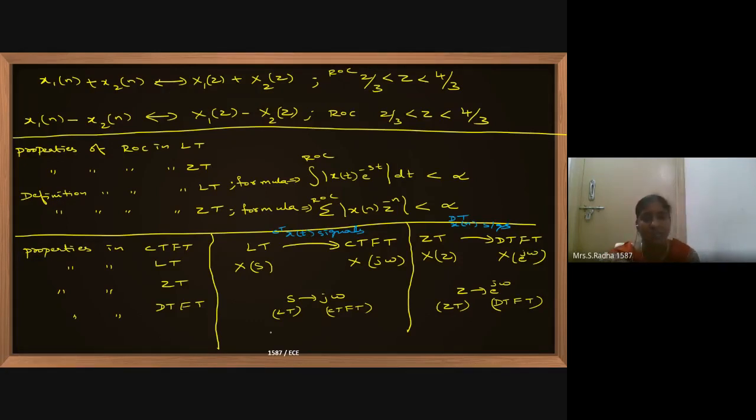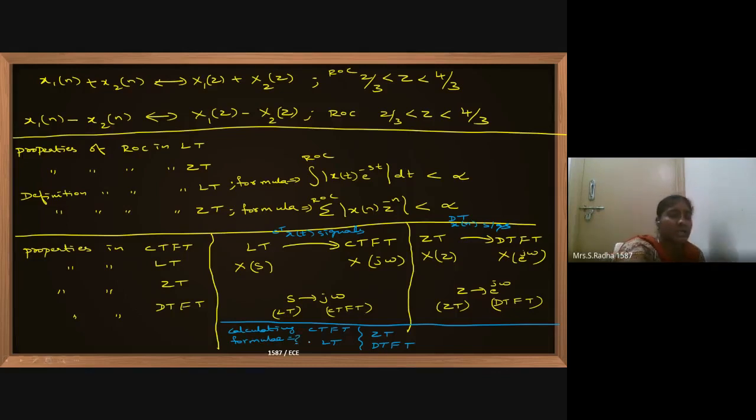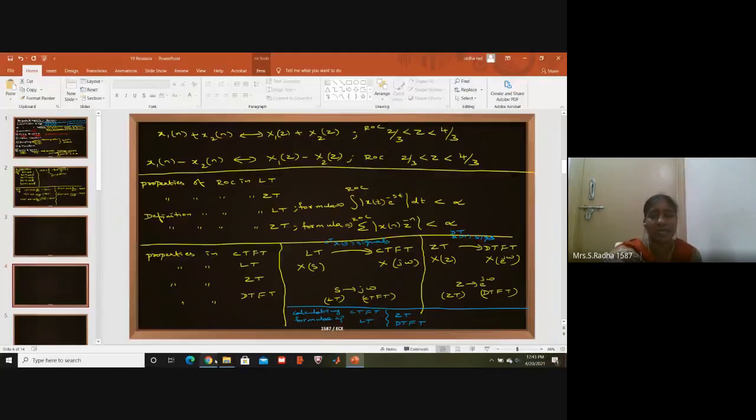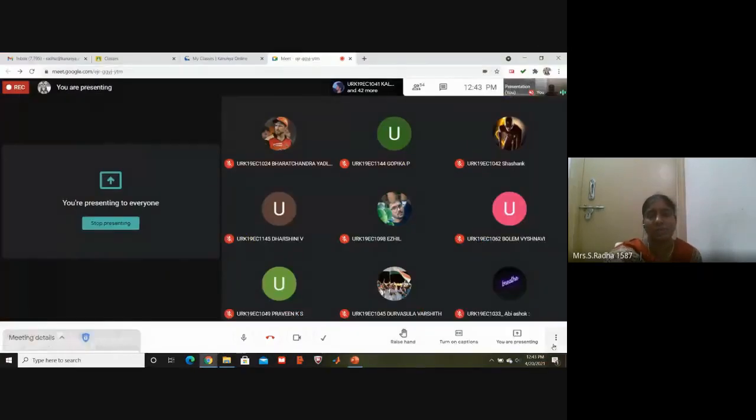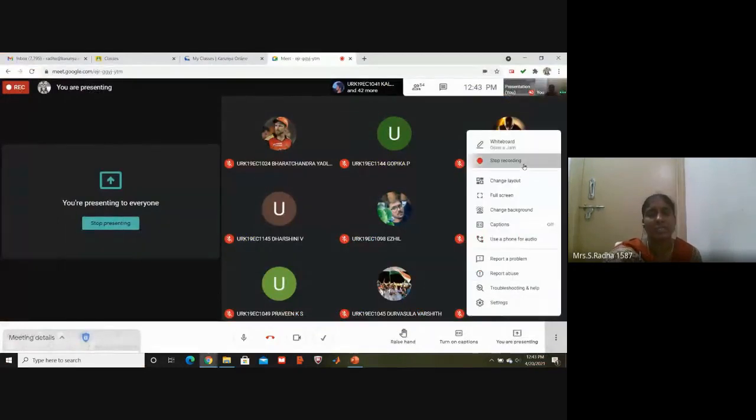Also you study the basic formulas for calculating CTFT, Laplace transform, Z transform, DTFT: the forward direction and the reverse direction in all these four. What are the formulas for calculating the CTFT of a signal, the Laplace transform of a signal, the Z transform of a signal? What is the basic formula? Okay, with this I am closing the revision on Z transform.